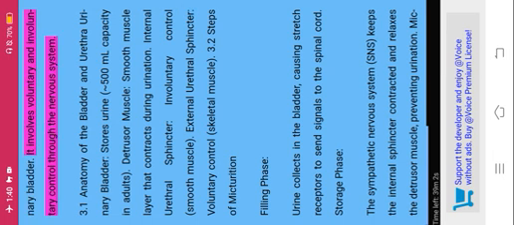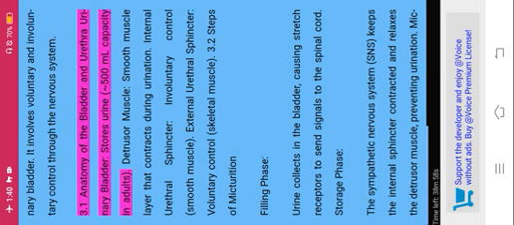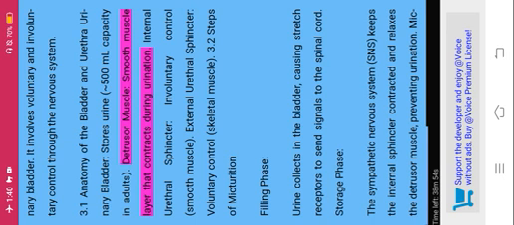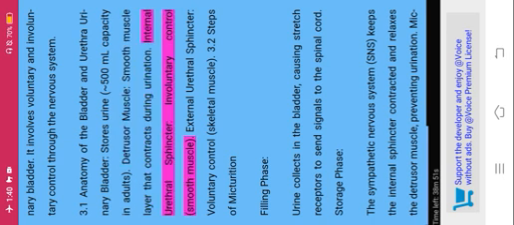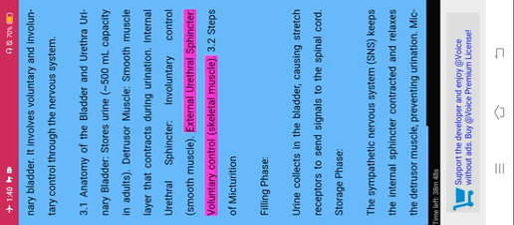It involves voluntary and involuntary control through the nervous system. 3.1 Anatomy of the bladder and urethra. Urinary bladder: stores urine, approximately 500 milliliters capacity in adults. Detrusor muscle: smooth muscle layer that contracts during urination. Internal urethral sphincter: involuntary control, smooth muscle. External urethral sphincter: voluntary control, skeletal muscle.